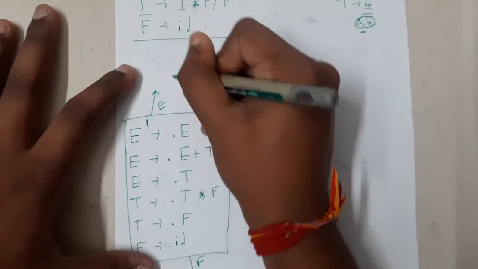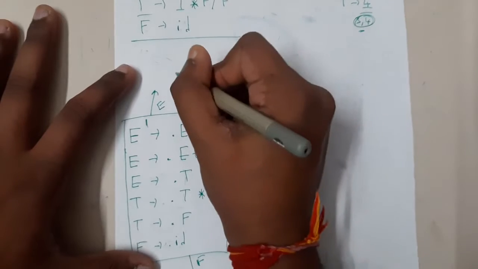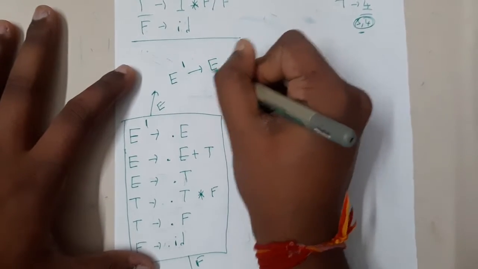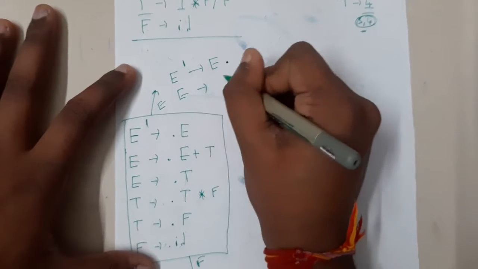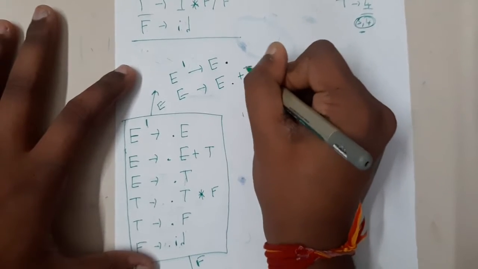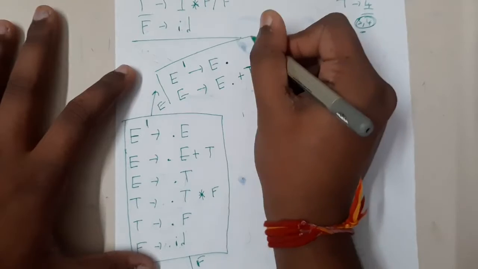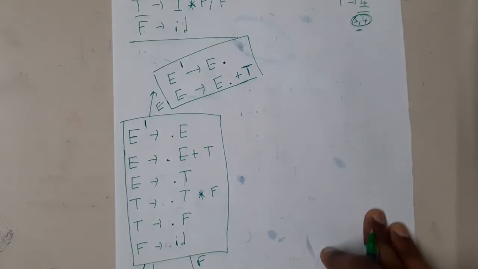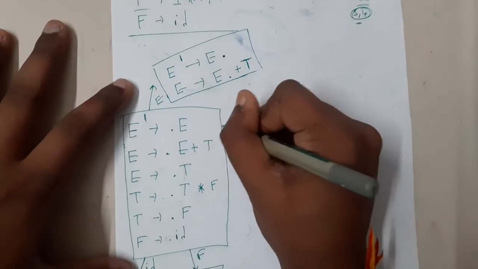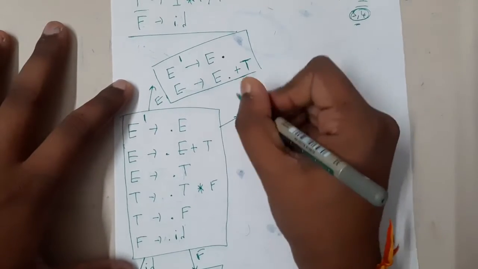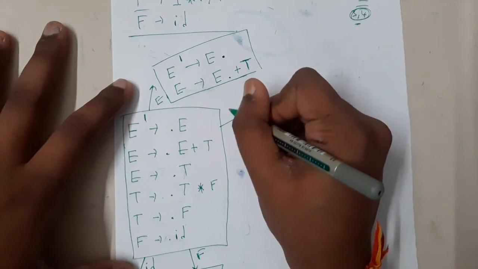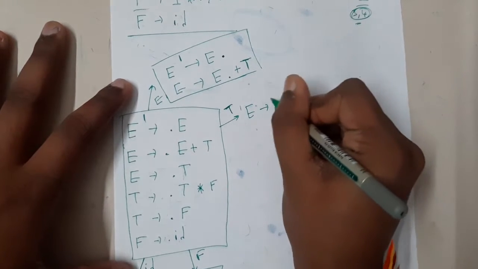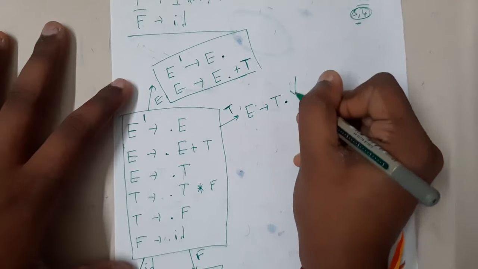If I take E, I have 2 choices here. The first is E dash implies E dot, as well as E implies E dot plus T. Most students will conclude that there is a clash. There could be a clash, I'm not 100% sure, but let us continue because this is the accepted one. Similarly, when it comes to T, we have E implies T dot, so this production is done.